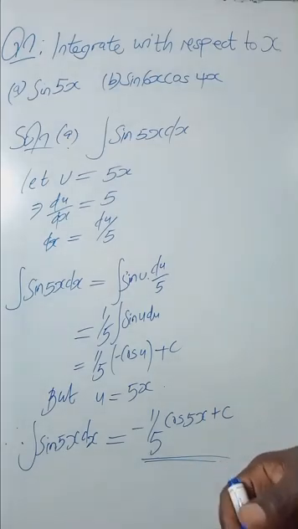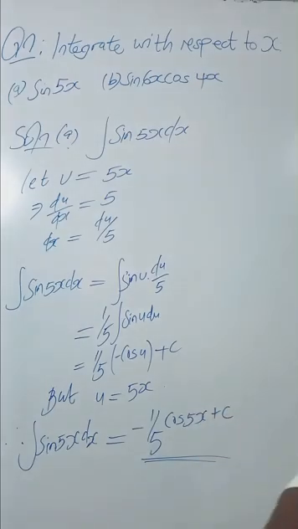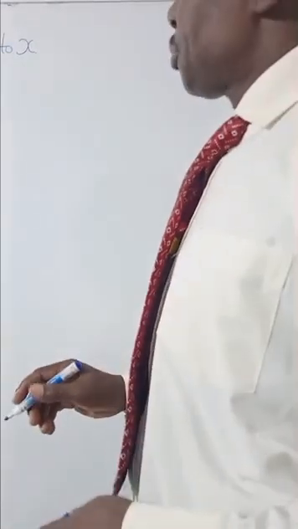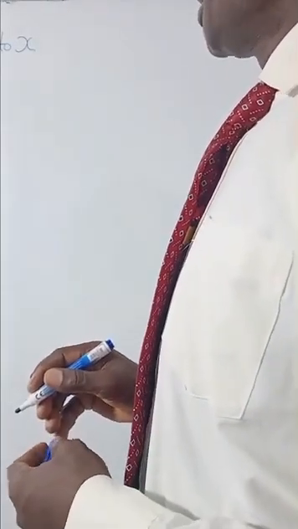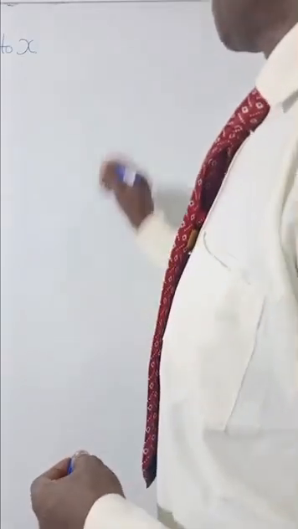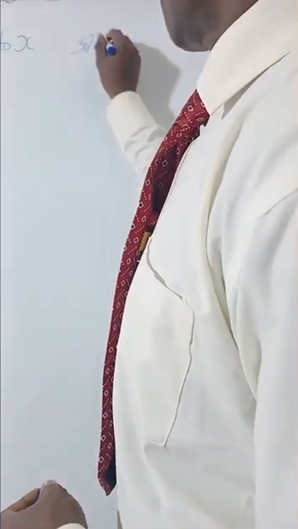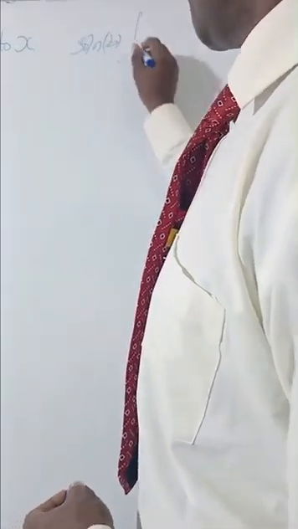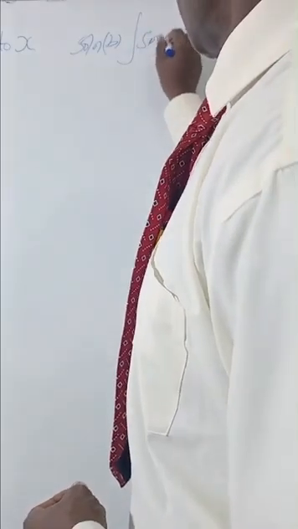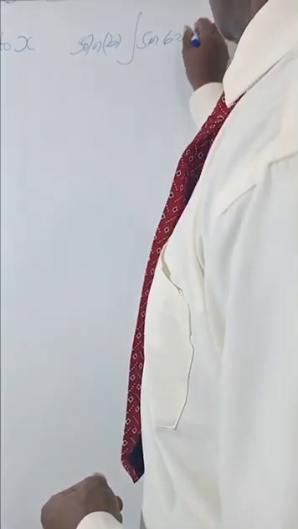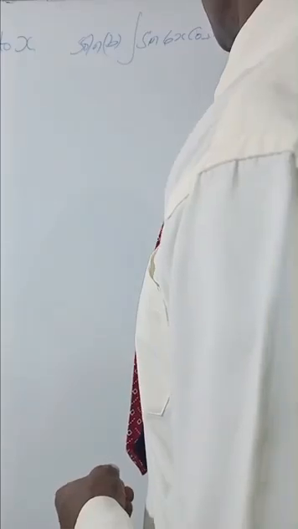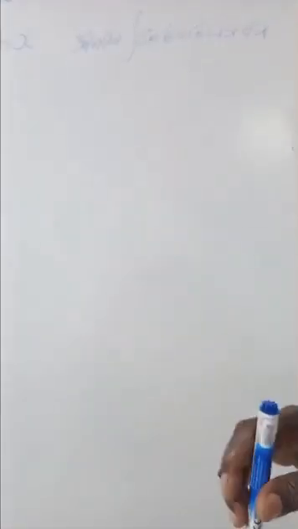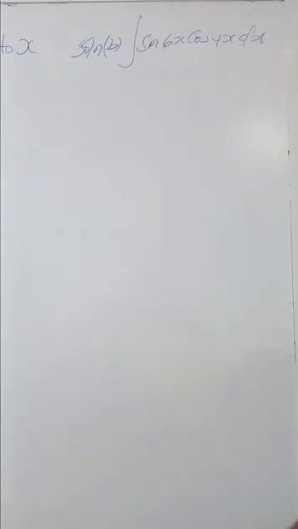You can start working out part B, then cross-check your answers with mine when I finish solving it. Thank you for watching. Let's now work on part B. On part B, we're supposed to find the integration of sine 6x cos 4x with respect to x. That's what we're supposed to find.